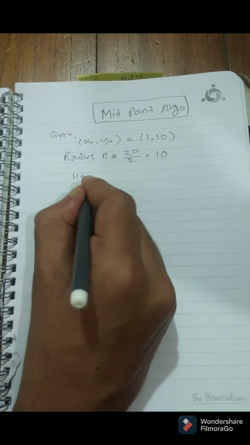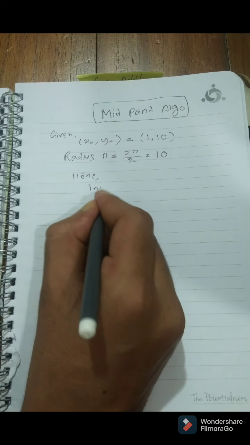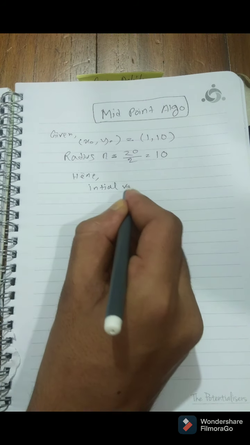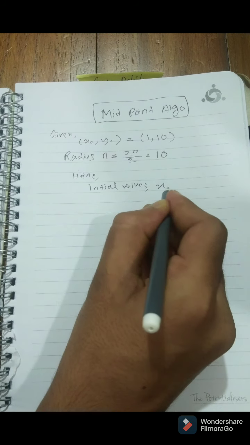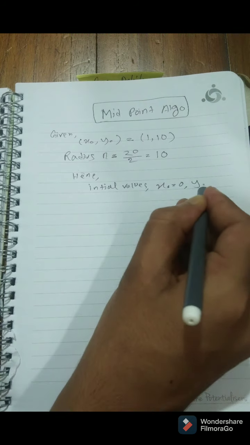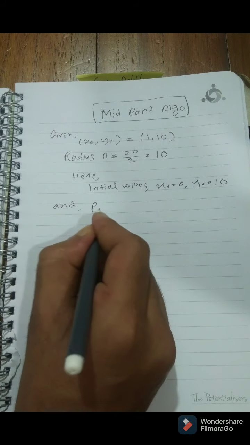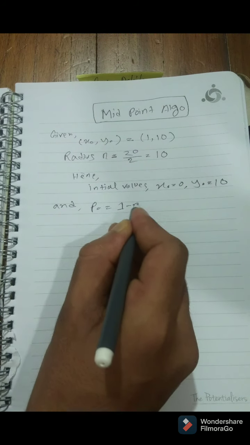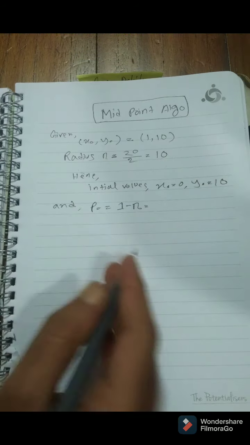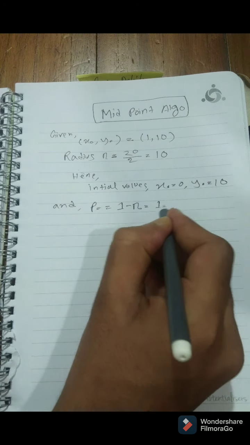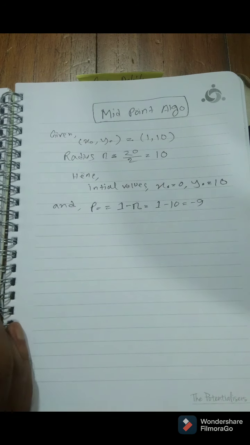So here are the updated initial values: x naught equal to, as usual, 0, and y naught equal to 10. We also find p naught, because p naught's equation was 1 minus r. So here 1 minus 10 equal to minus 9.